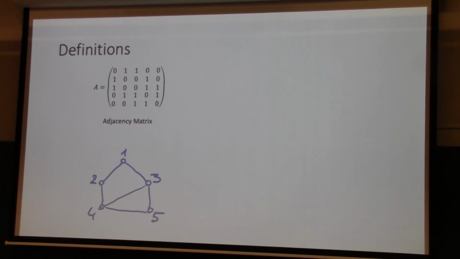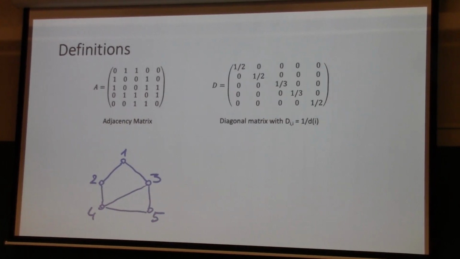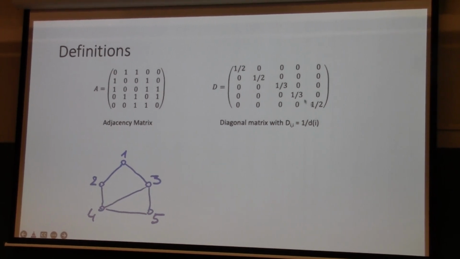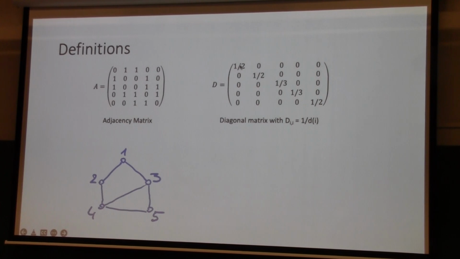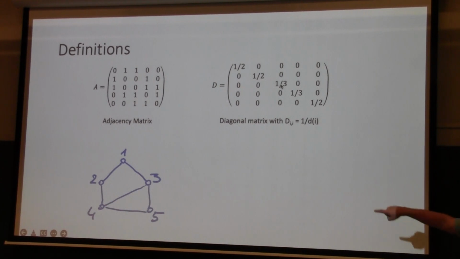But now we want another matrix, because we're going with probabilities. We have a probability, so we want that to be in the matrix too. So first I want to define a special matrix called a diagonal matrix D, and each value on the diagonal is 1 over the degree. So for the first element it's 1 over 2, then 1 over 2. Node 3 has 3 links, so it's 1 over 3. Node 4 has 3 links, so it's 1 over 3. And node 5 has 2 links, so it's 1 over 2.